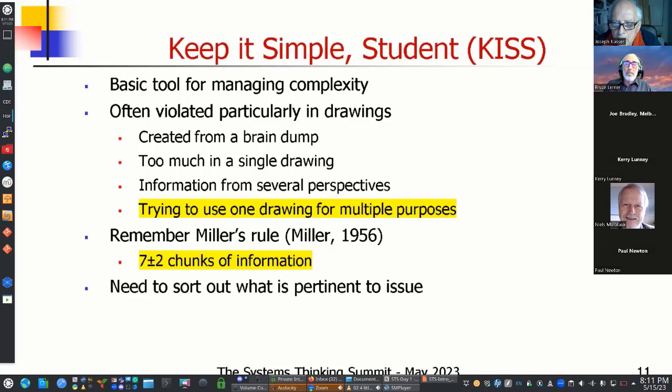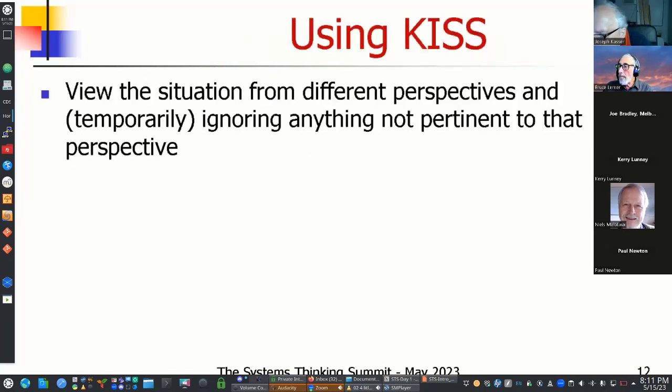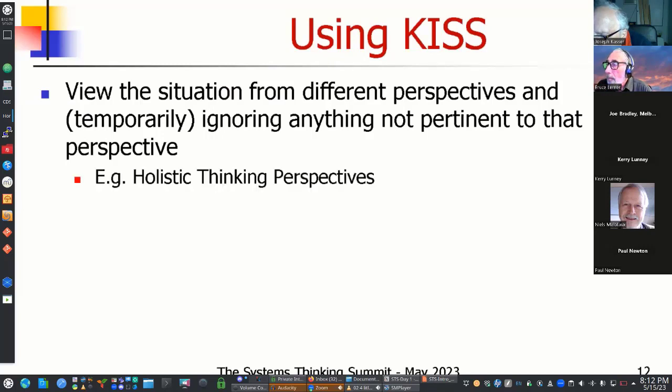You need to think through the information you're presenting to yourself and to other people and sort out what's pertinent to the issue and abstract out what isn't. And we call that, in engineering, sorting out the signals from the noise. So how do we use KISS? Well, we view the situation from a number of different perspectives and temporarily ignore anything not pertinent to that perspective.